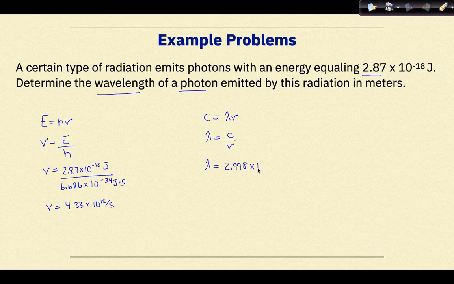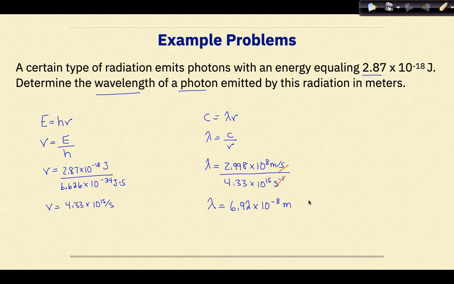2.998 times 10 to the 8th meters per second divided by my frequency that I found from the beginning, which is 4.33 times 10 to the 15 cycles per second. And then seconds cancel out, which I am left with meters. So my answer in meters, notice here I don't need to switch over to nanometers, which I'm not too upset about. So 6.92 times 10 to the negative 8 meters.